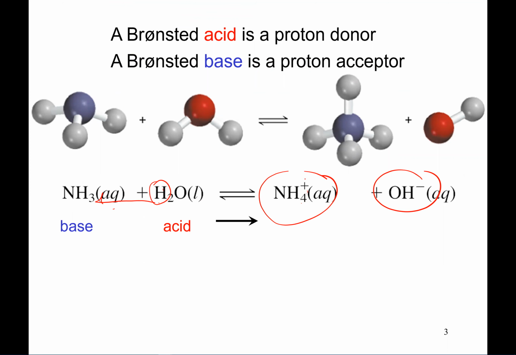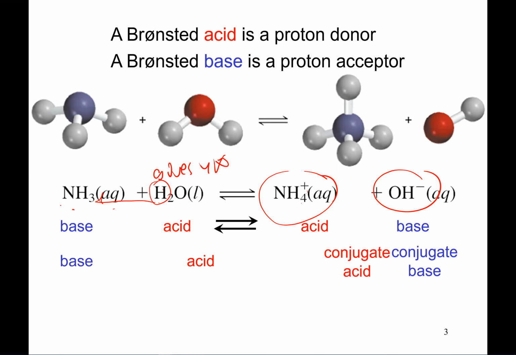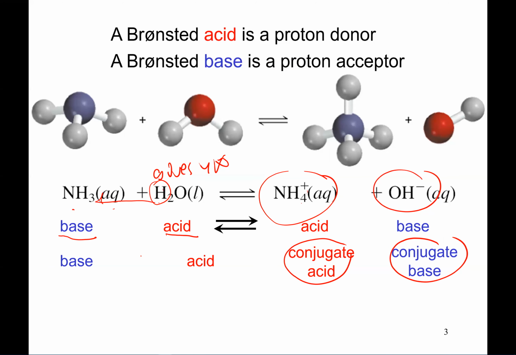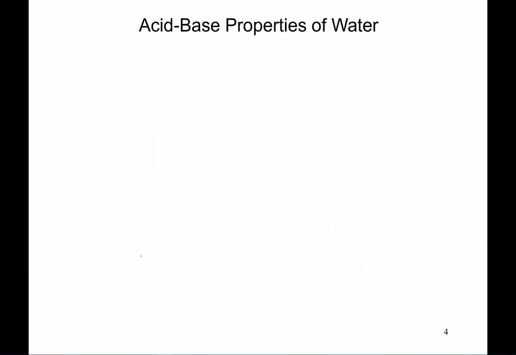You have the base reacting with an acid, which is the water. It gives up a proton to that, and you end up with the acid on the left and the base on the right too. This is called the conjugate acid and the conjugate base after the reaction has taken place. So in this case, this is the base, the water is the acid there.